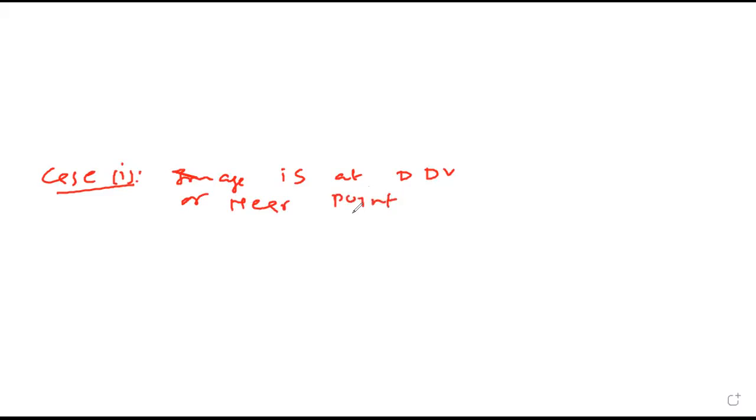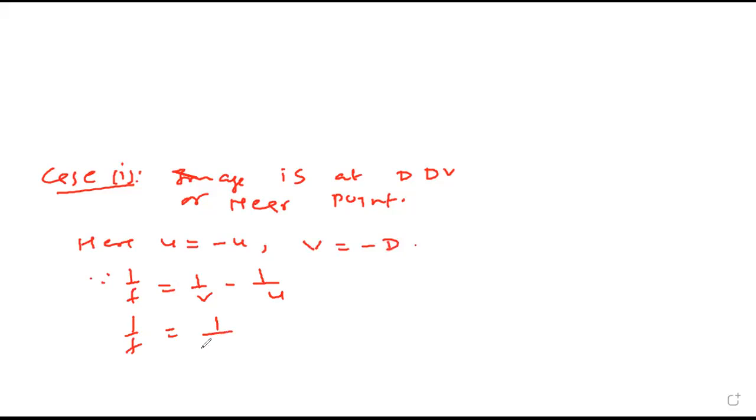If the object may be anywhere, image is supposed formed at distance of distinct vision. Case 1, image is at DDV, or it is also called as near point. So here U is anywhere on the left hand side and image is on the same side, that is left hand side, but at distance of distinct vision. Since 1 upon f is 1 upon v minus 1 upon u for lens, so 1 upon minus D minus of 1 upon minus u minus 1 upon D plus 1 upon u.